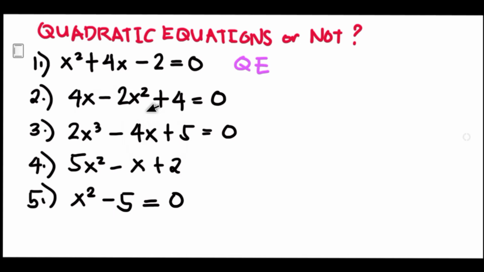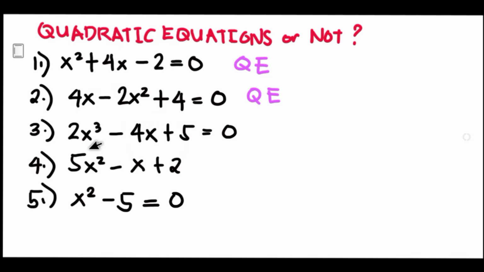Next, 4x minus 2x squared plus 4. Is this a quadratic equation? Ano ba ang pinakamataas na exponent ng mga variable na present? 1 and 2. So, 2. Tama. So, this is a quadratic equation. Hindi lang siya nakaayos na nauna si x squared, pero still present pa din yung 2 as the highest degree or yung pinakamataas na exponent. So, this is still quadratic equation.